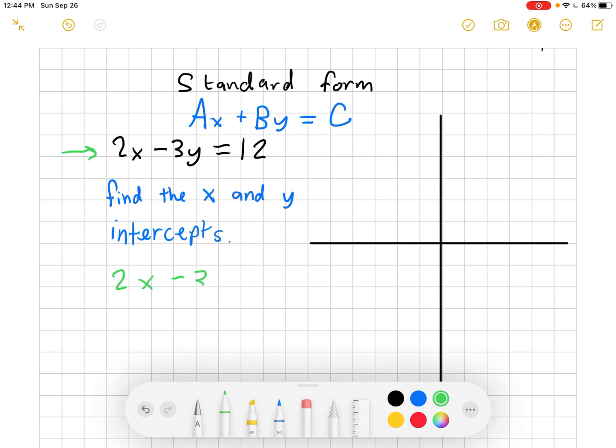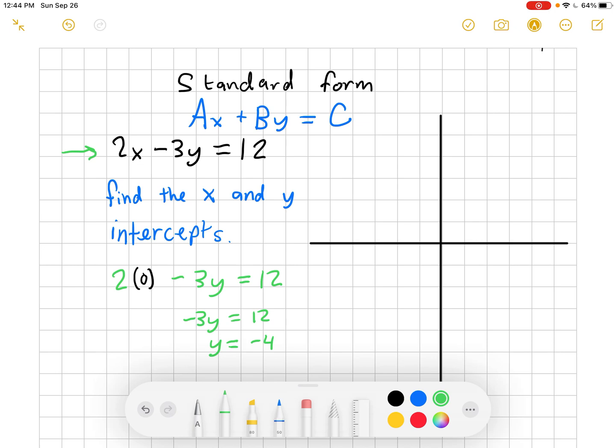2x minus 3y is equal to 12. We want to figure out what happens when x is equal to 0. So let's go ahead. We're going to get rid of our x and plug in 0 there. Now, anything multiplied by 0 becomes 0. So essentially, this part of it goes away, leaving us with negative 3y is equal to 12, or y is equal to negative 4 if we divide by negative 3 on both sides.